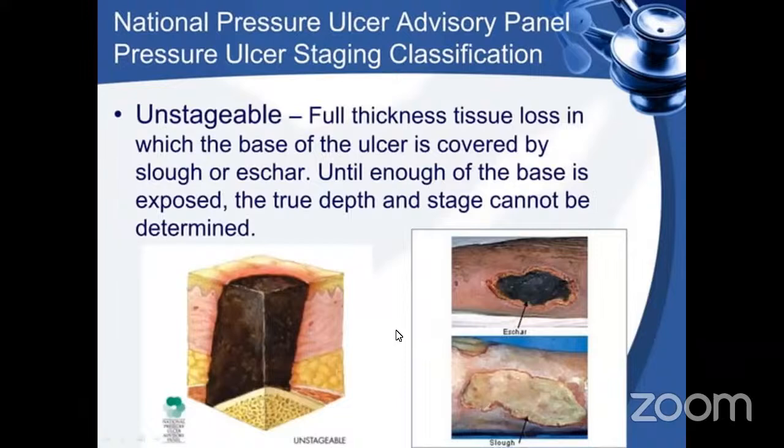And this stage is called unstageable when there is a full thickness tissue loss in which the base of the ulcer is covered by slough or eschar. Until enough of the base is exposed, the true depth and stage cannot be determined. Here we can see the black one is the eschar formation and the yellowish one is the slough.